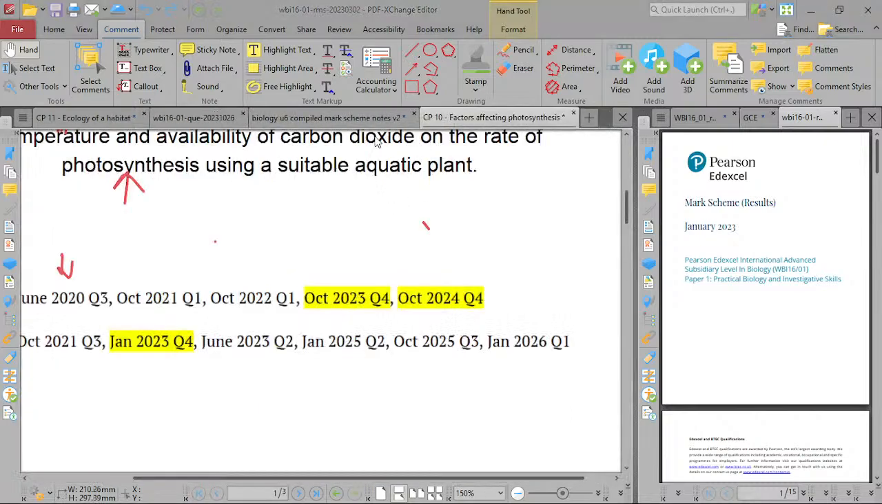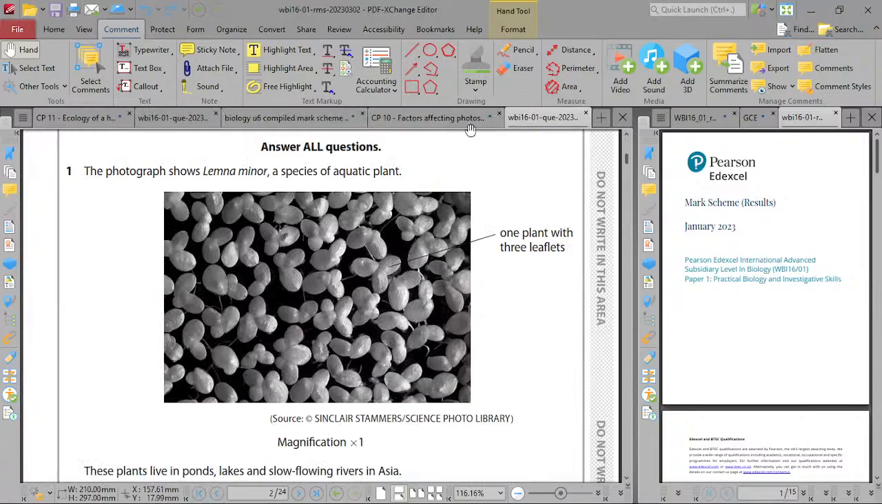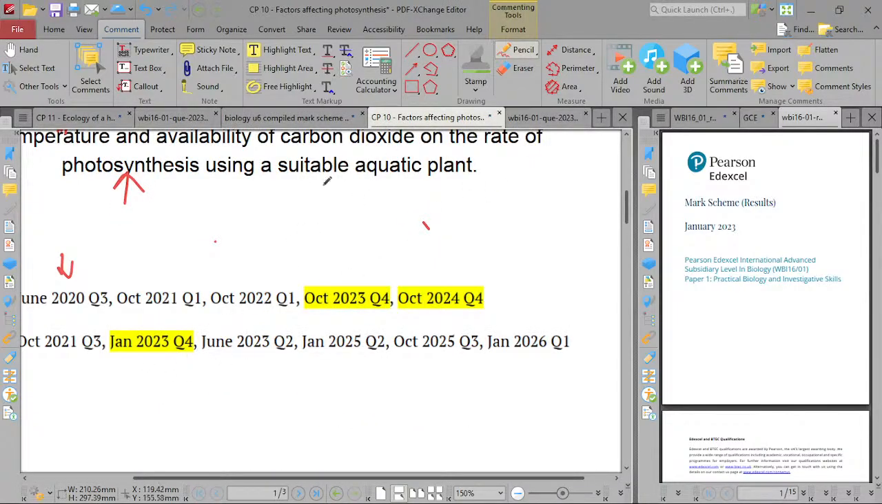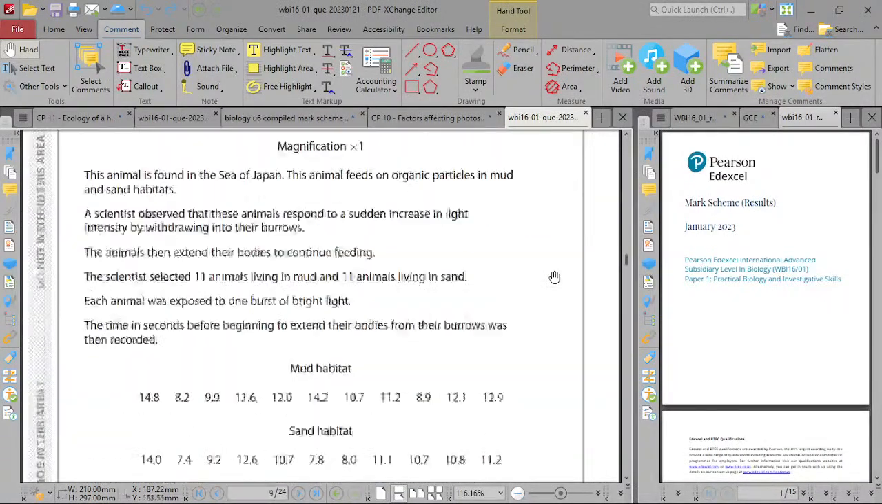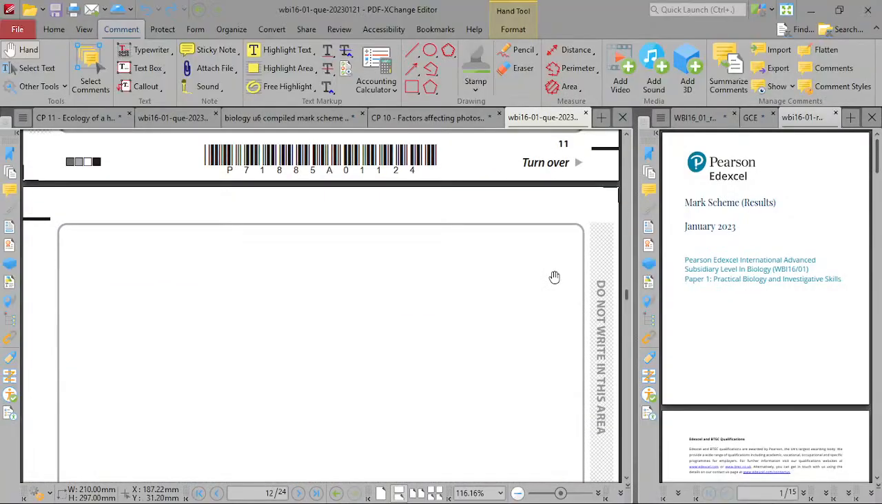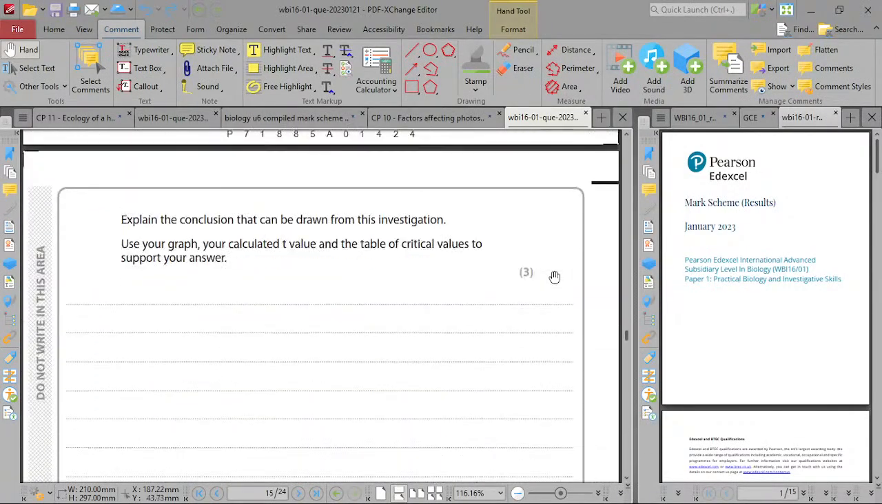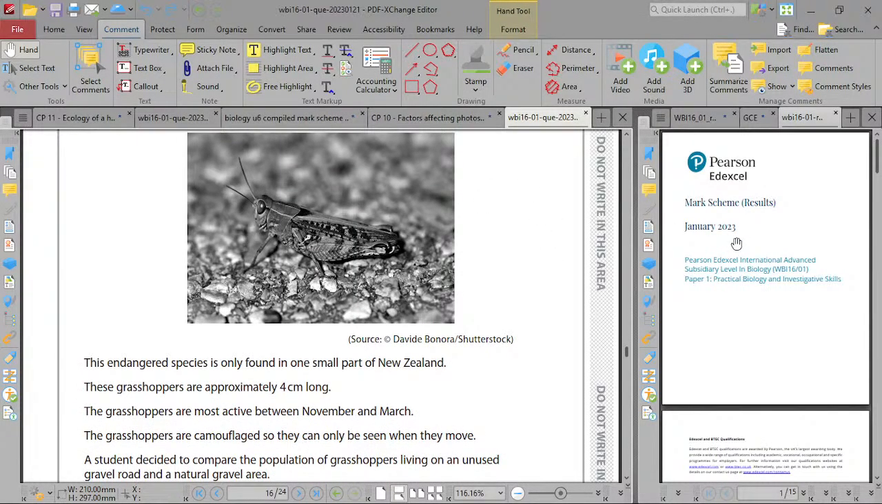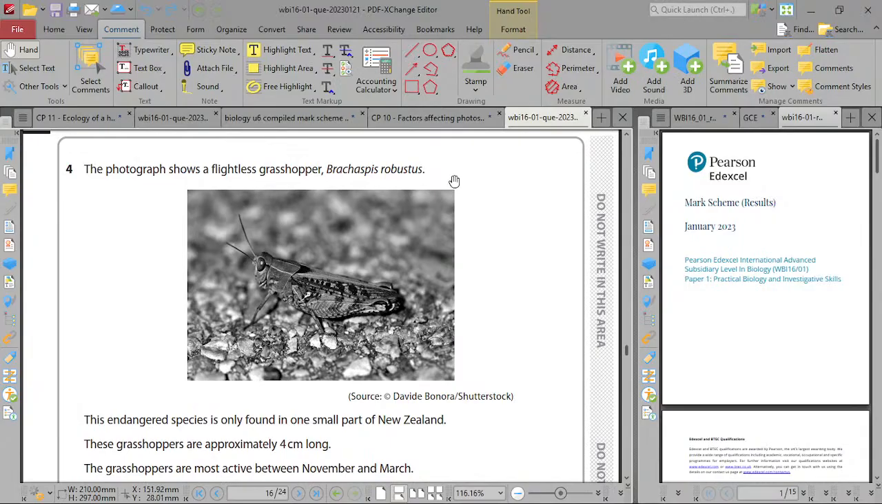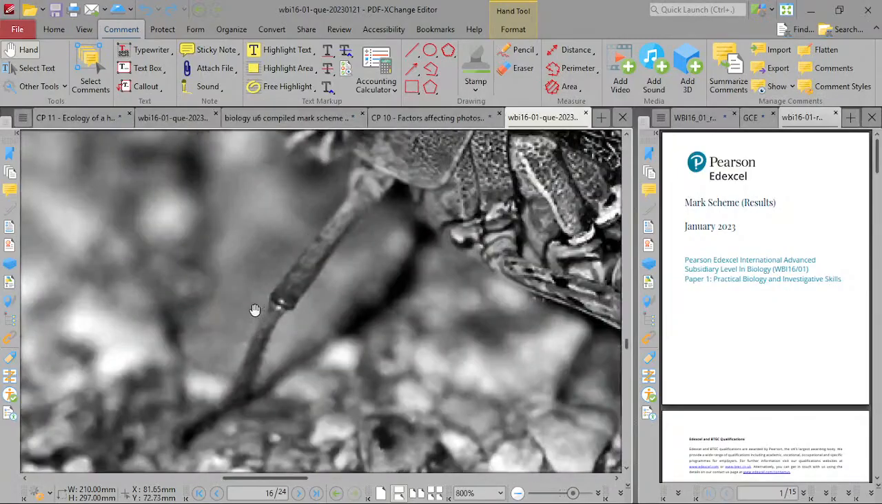Okay, question 4. So, flightless grasshopper, Brachaspis robustus.